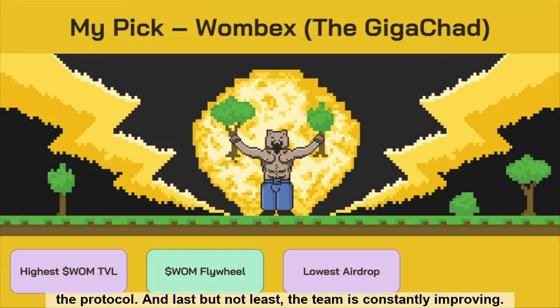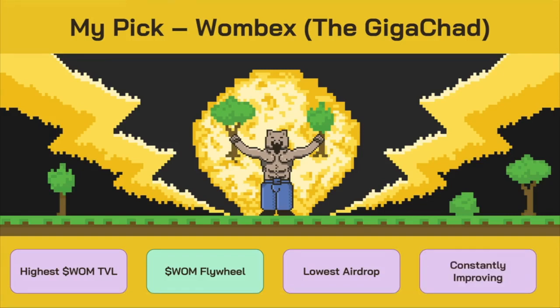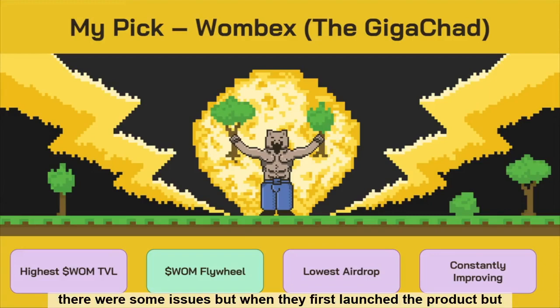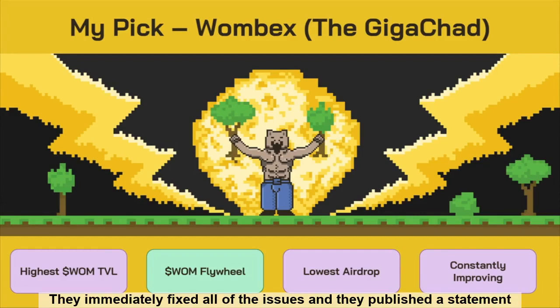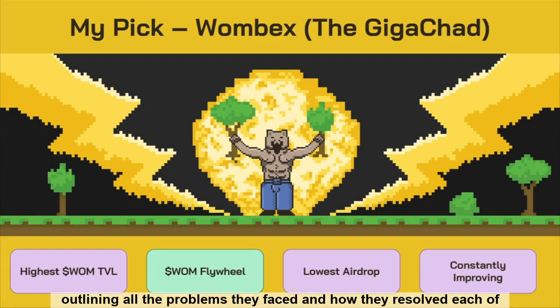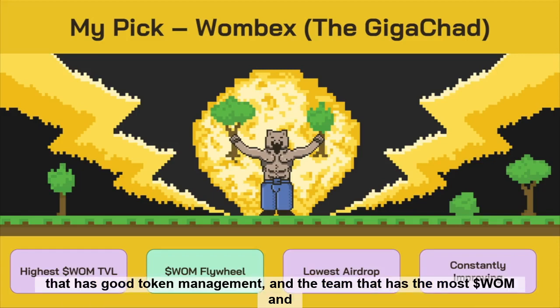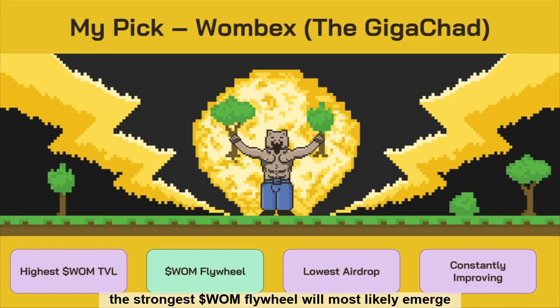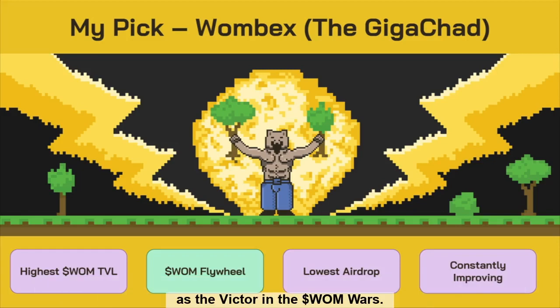And last but not least, the team is constantly improving. To my understanding, there were some issues when they first launched the product, but the team is quite professional. They immediately fixed all of the issues, and they published a statement outlining all the problems they faced and how they resolved each of those problems. And so I do believe that a team that is constantly improving, a team that has good token management, and a team that has the most WOM and the strongest WOM flywheel will most likely emerge as the victor in the WOM wars. And that's for my video.